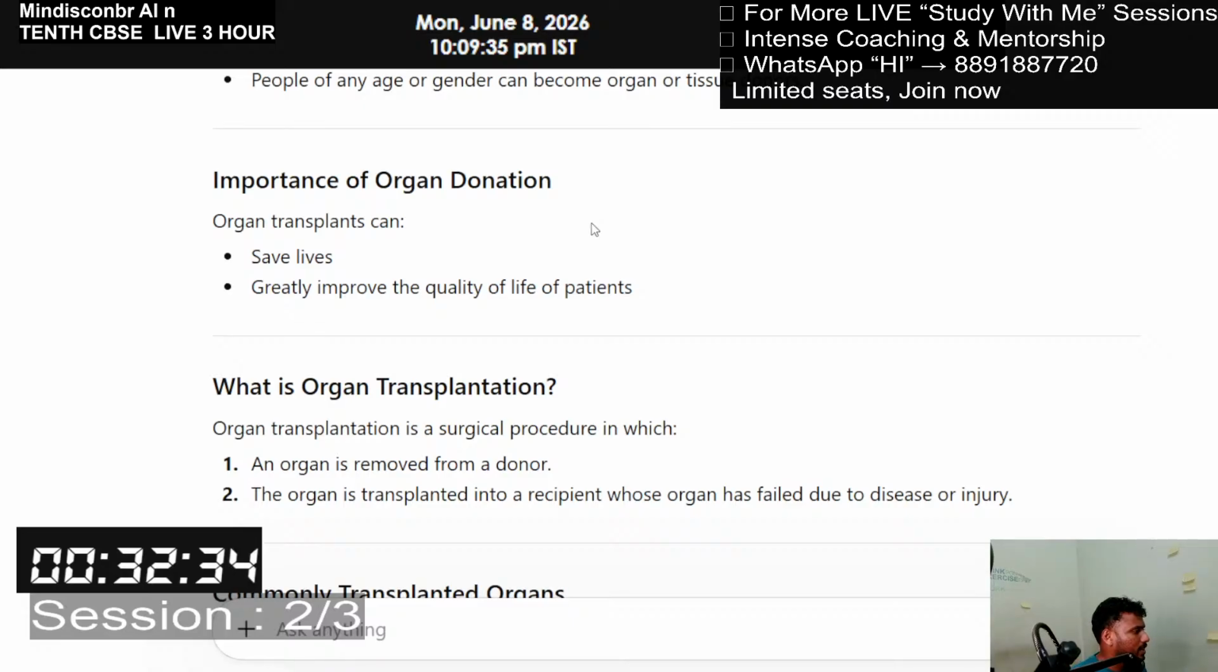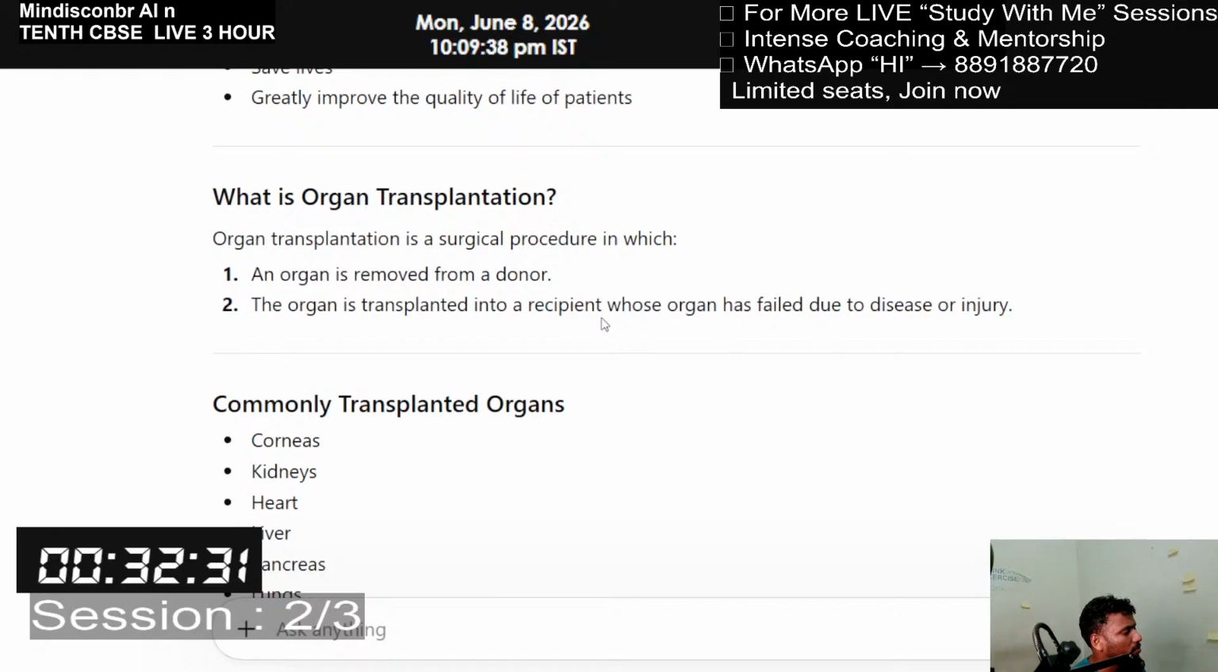What is organ transplantation? Organ transplantation is a surgical procedure in which an organ is removed from a donor. The organ is transplanted into a recipient whose organ has failed due to disease or injury.